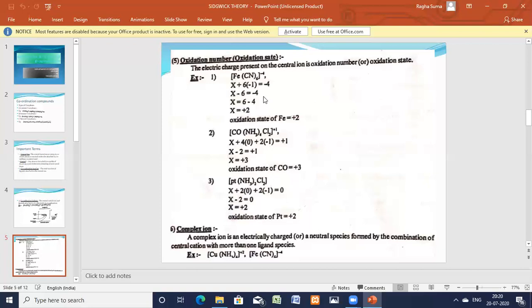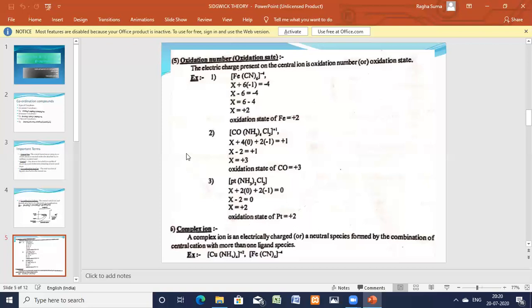Previously, I showed an anionic complex. Then we saw a cationic complex. Now I am explaining the neutral complex. So here the charge is 0. X minus 2 equals 0, so X is equal to -2. Once it goes to the RHS, X is equal to +2. Therefore, the oxidation state of the central metal ion, platinum, is calculated as +2. This is how we calculate the oxidation states.